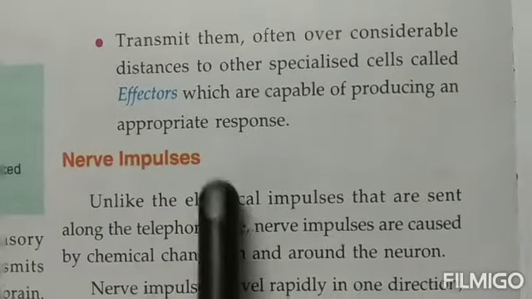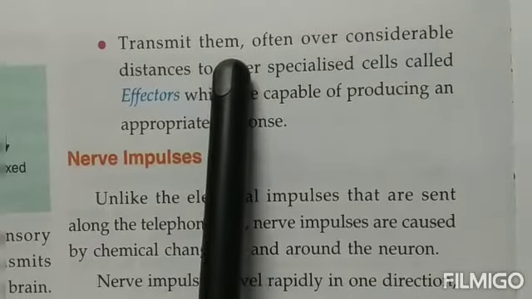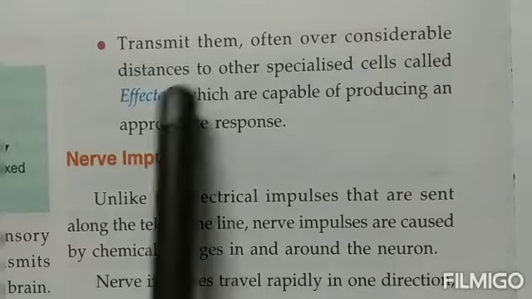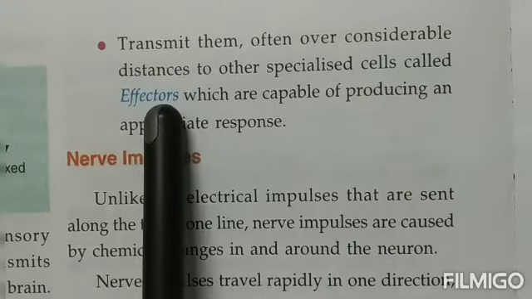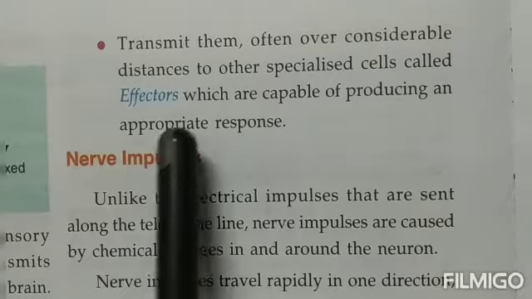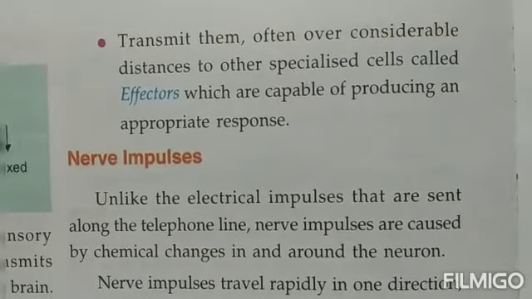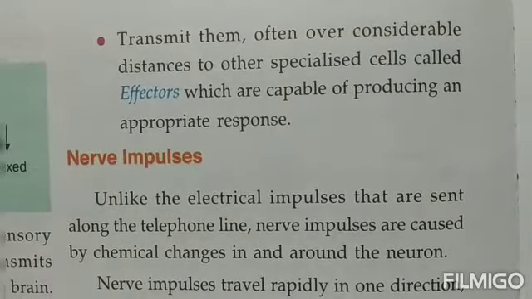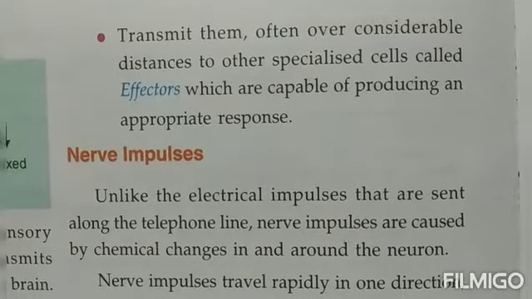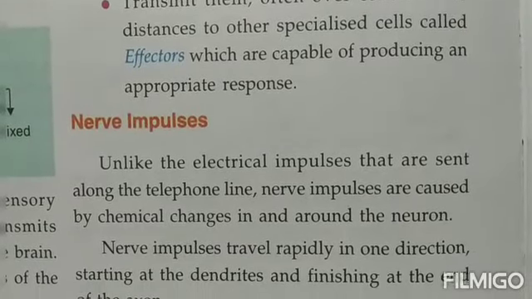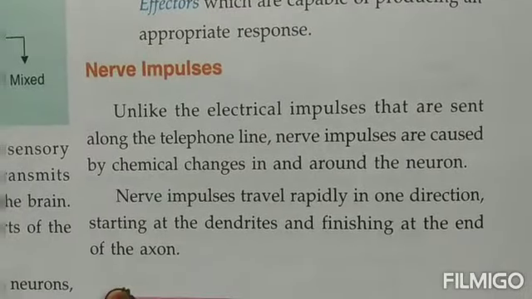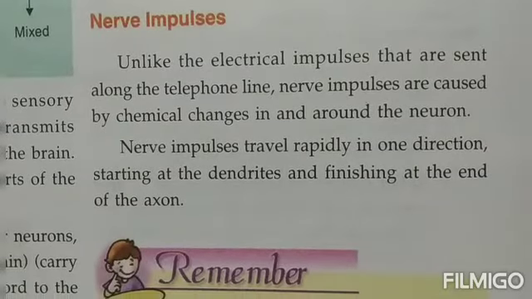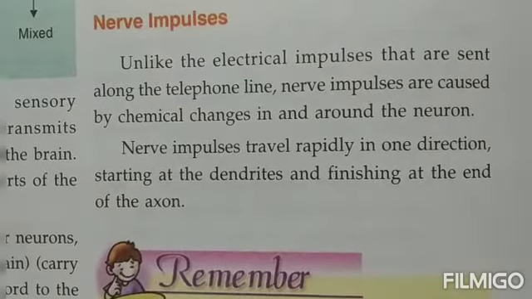The last is, children, they have to transmit them often over considerable distance to the other cells, which are called the effectors. These effectors are capable of producing a response. First we receive the stimulus, children, then the stimulus is changed into the electrical impulse, and then when the electrical impulse reaches the brain or the spinal cord, the effectors are told what is to be done, and that is how we give a response.